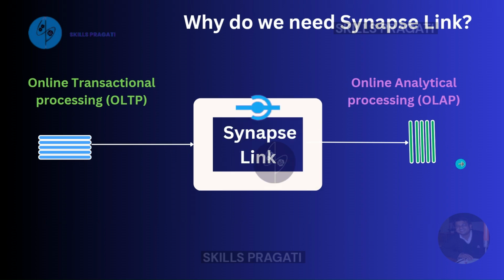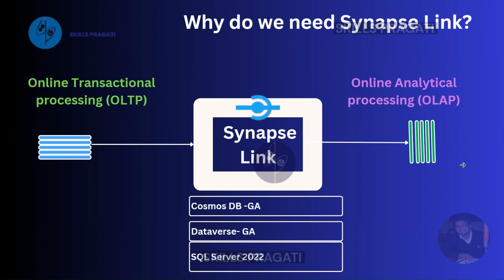Azure Synapse Link is Microsoft's answer to this problem. Azure Synapse Link is a cloud-native hybrid transactional and analytical processing capability that enables businesses to run near real-time analytics over operational data without impacting the performance of the transactional systems. Currently, Azure Synapse Link is available for Azure Cosmos DB, Dataverse, and SQL Server 2022. In this course, we'll take a closer look at Synapse Link for Cosmos DB.